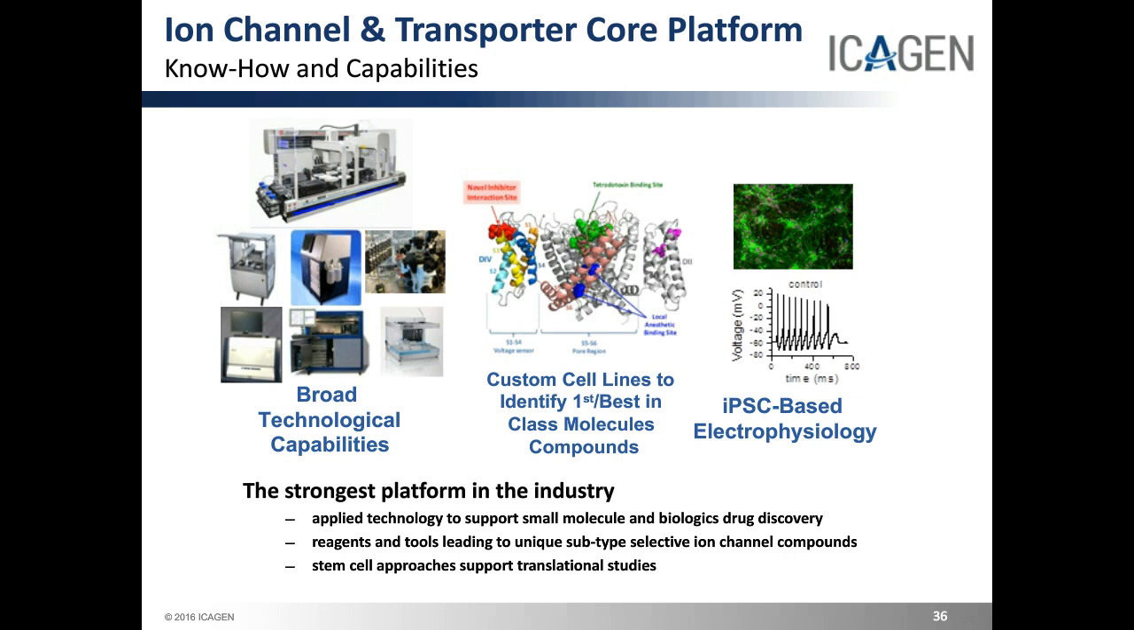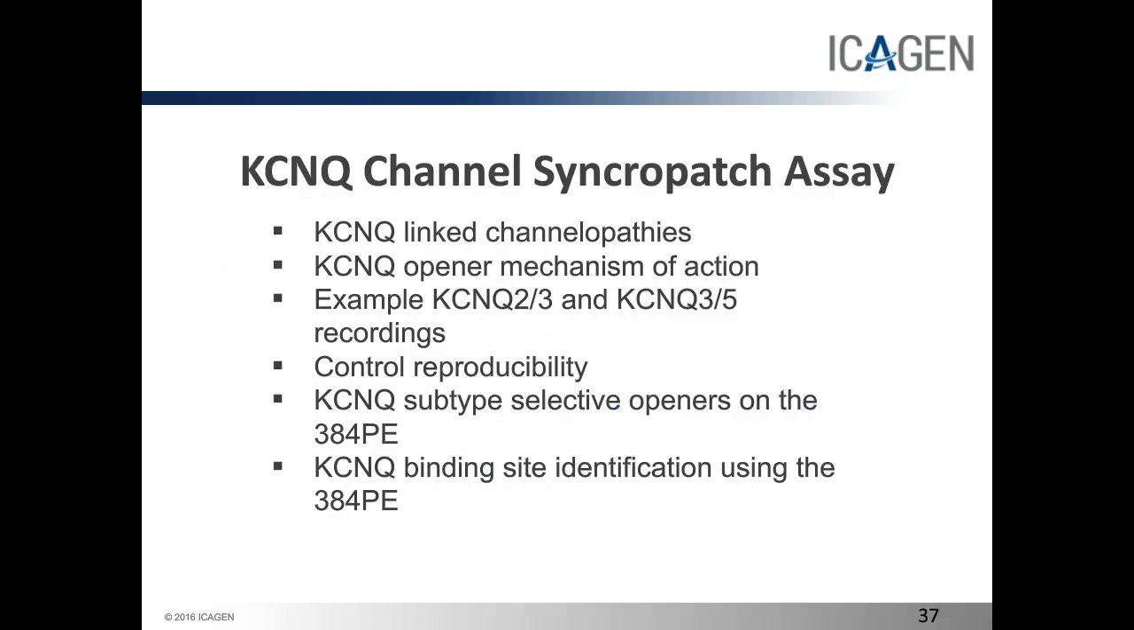The first target is the voltage-gated potassium channel KCNQ. Al had just spoken about KCNQ1. We will be focused more on the neuronal KCNQ channels Q2/3 and Q3/5. And for this presentation describing the Syncropatch assay, we'll first talk about some linked channelopathies and how they're related to KCNQ.